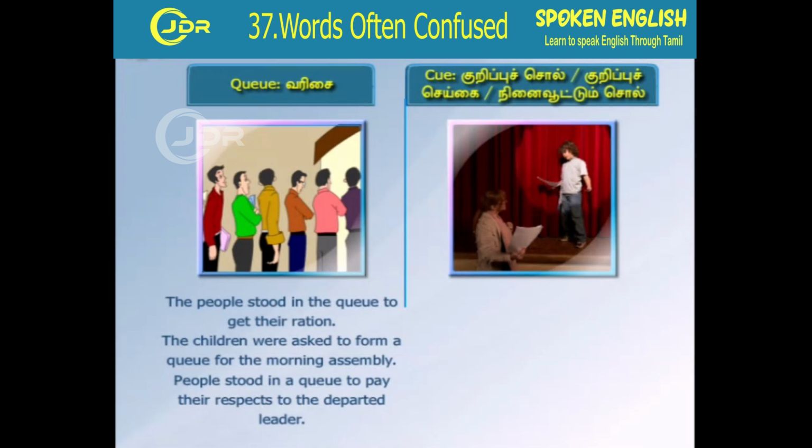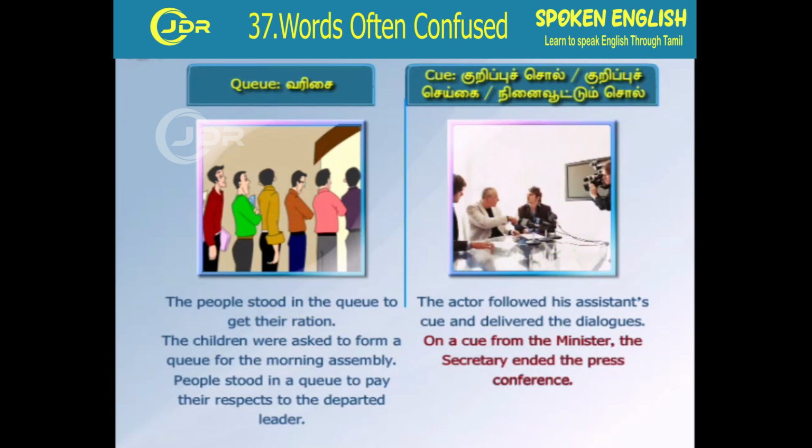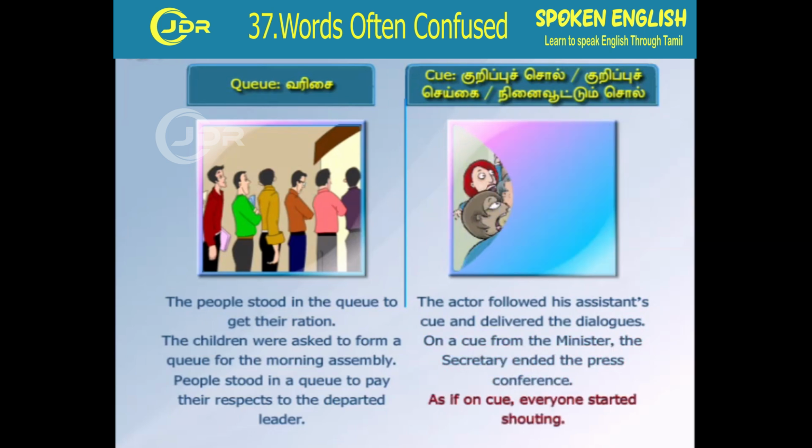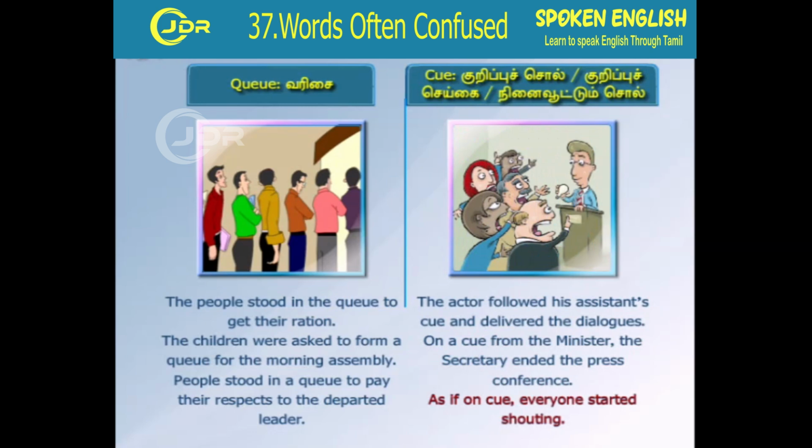Cue, குறிப்புச் சொல், குறிப்புச் செய்கை, நினைவூட்டும் சொல். The actor followed his assistant's cue and delivered the dialogues. On a cue from the minister, the secretary ended the press conference. As if on cue, everyone started shouting.